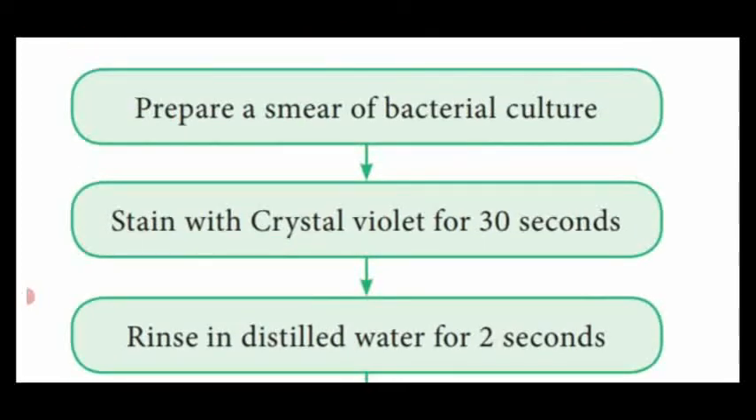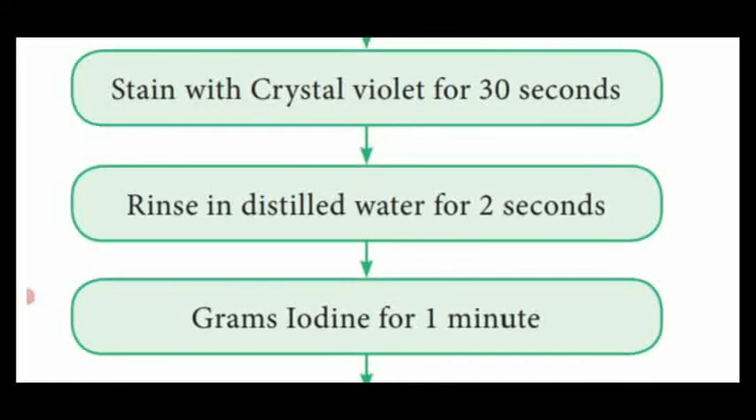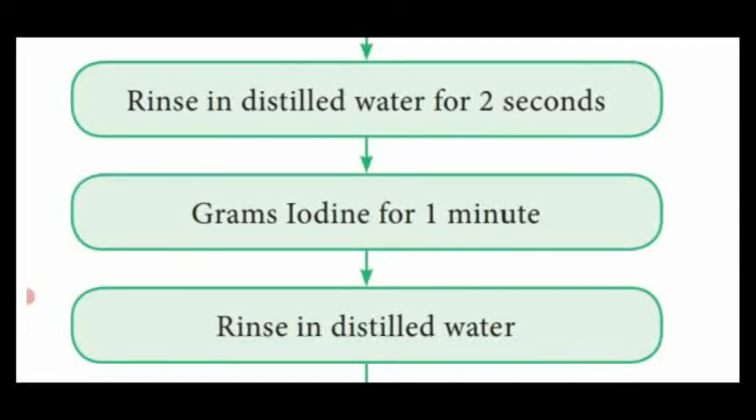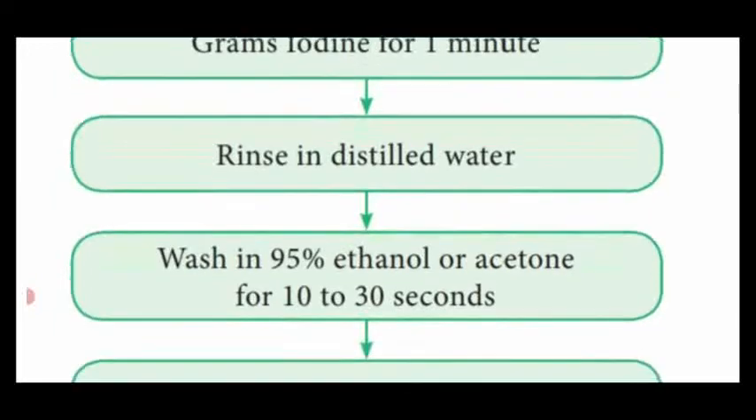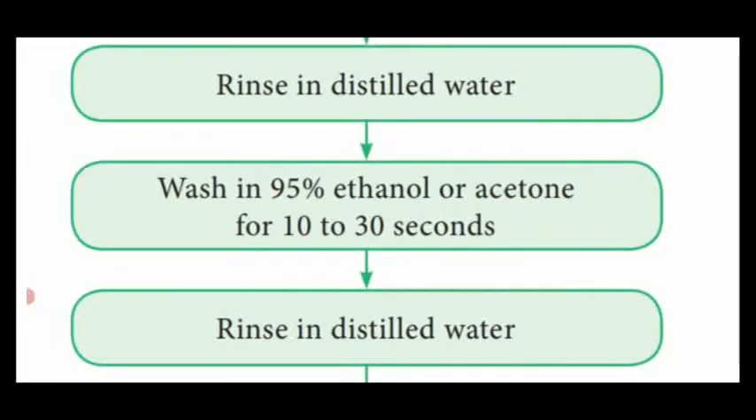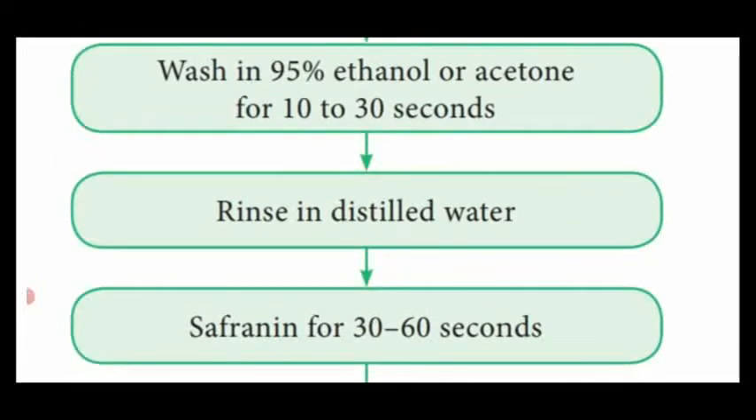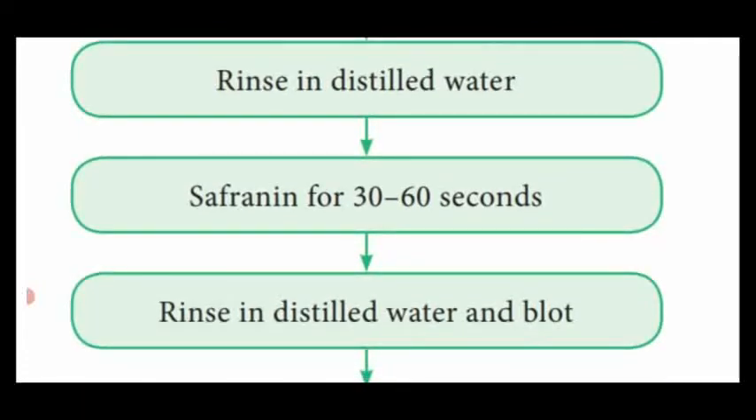Once again, first prepare a smear of bacterial culture. Then add crystal violet stain for 30 seconds. Then rinse with distilled water for 2 seconds. Then add gram iodine solution for 1 minute. Once again, rinse the culture with distilled water. Then wash with 95% ethanol or acetone for 10 to 30 seconds. Then once again rinse with distilled water.